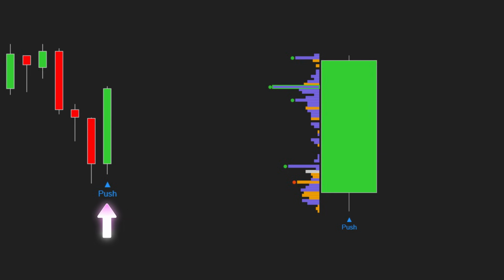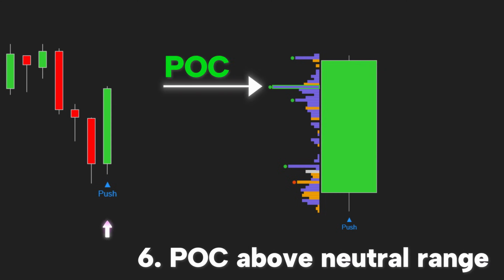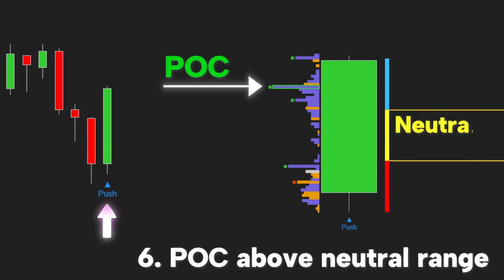Finally, in the sixth condition, the system checks whether the POC of the push candle is located above the neutral range. When the POC is above the neutral range, it shows that the buy side is not only participating strongly, but is also actively controlling higher price levels and confidently accepting higher prices. In other words, most of the trading volume is concentrated at higher levels, clearly reflecting strong and decisive buying conviction. This is a clear sign that the market is being led by the buy side rather than moving in hesitation or consolidation.